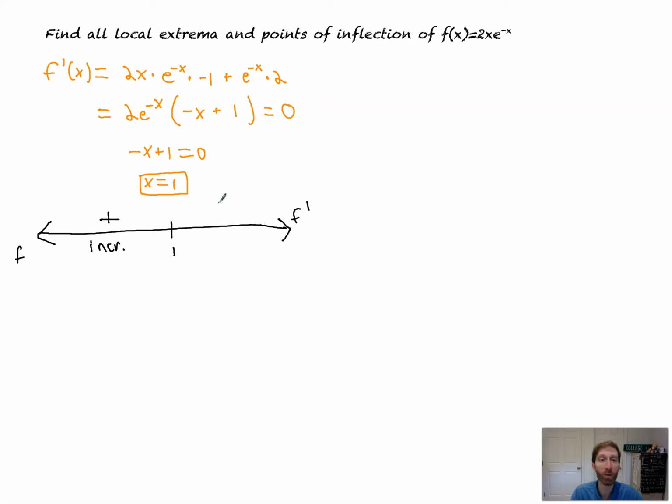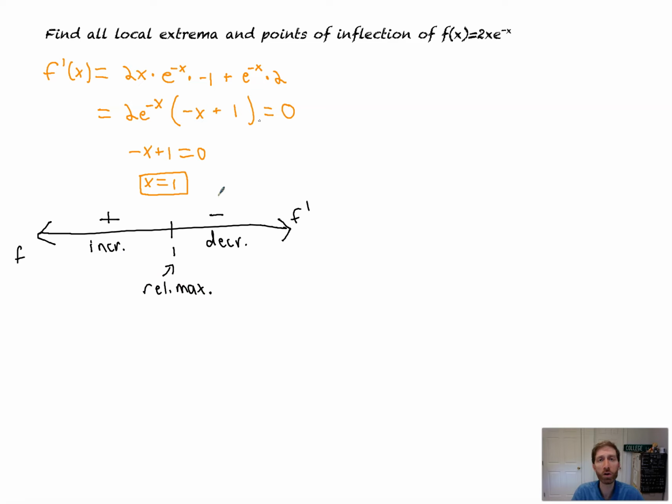And then to the right of 1, 82 billion. Negative 82 billion for x plus 1 is negative, times a positive number is still negative. So that means we're decreasing on f. If we go from increasing to decreasing, or f prime's positive to negative, we've got a relative maximum. Nice. So a relative max.